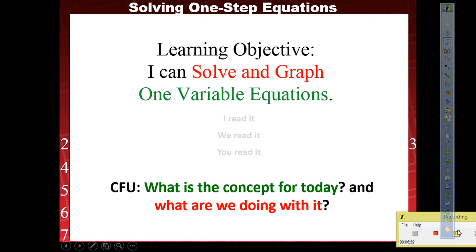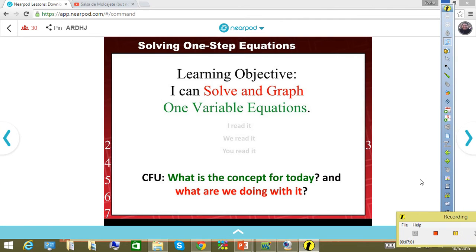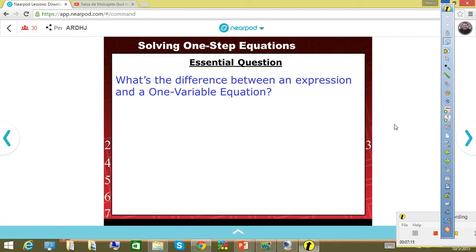Get your Cornell notes in front of you, please. All right, here we go. So on your Cornell notes, at the bottom left, it should say, I can solve and graph one variable equations. Write your name, date, period on the top right corner. And I give you a Frayer model. Is that correct? Now, look at this question. We'll address that in a little bit.